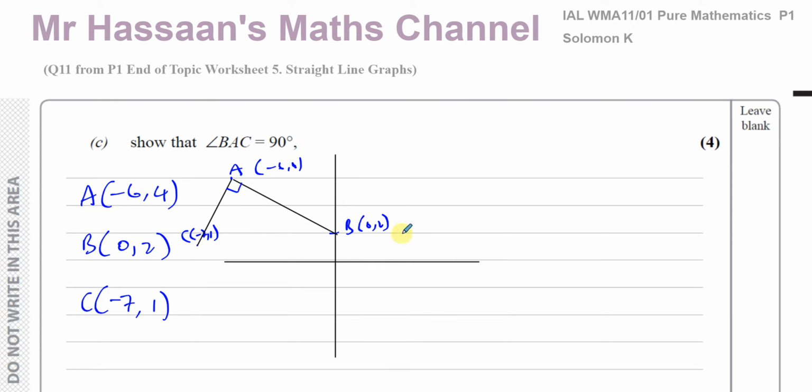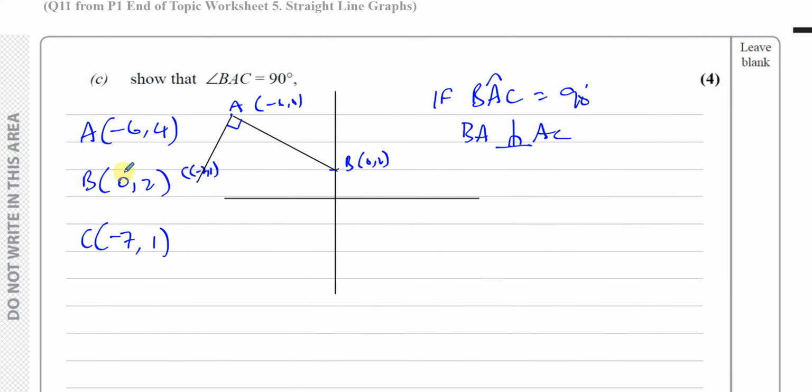If the angle BAC is 90 degrees, then we can say that the line BA is perpendicular to the line AC. The line BA and the line AC will be perpendicular. So how can we prove that they're perpendicular? We can think about their gradients. So we can find the gradient of the line AC and the gradient of the line AB.